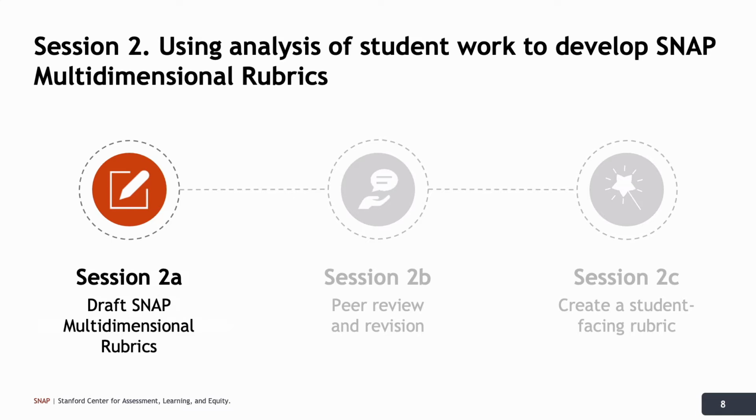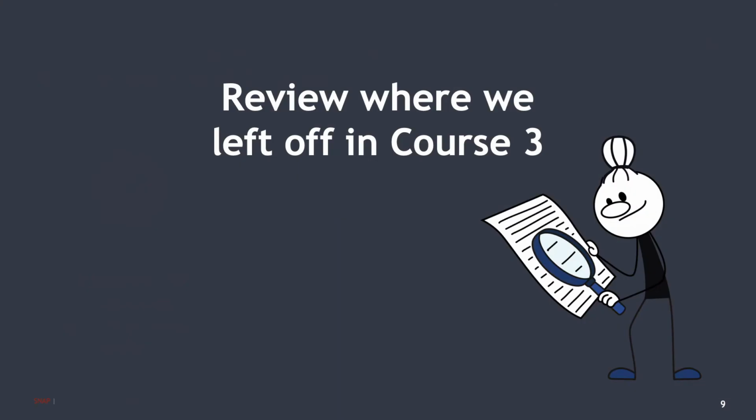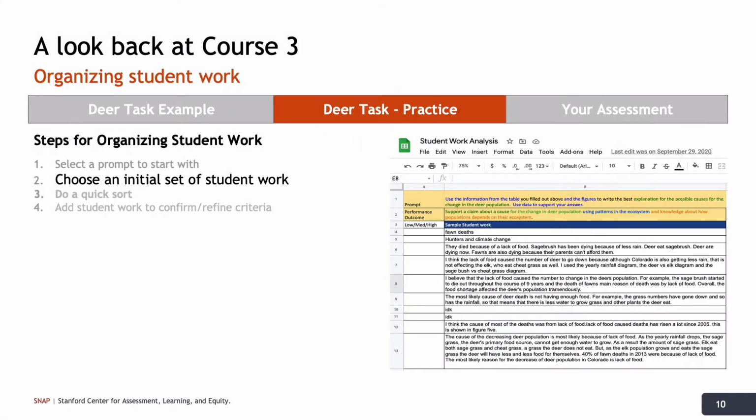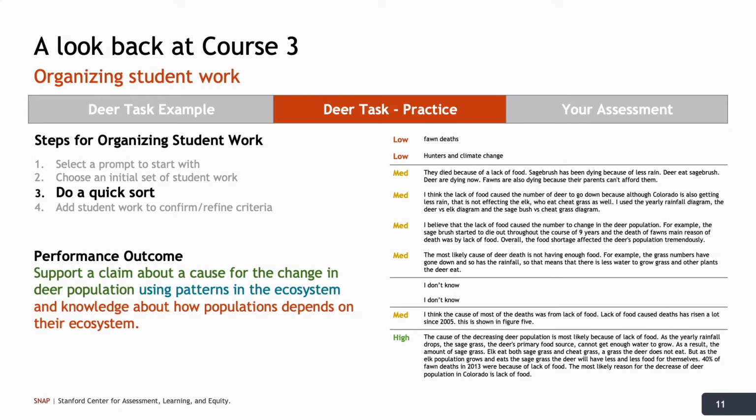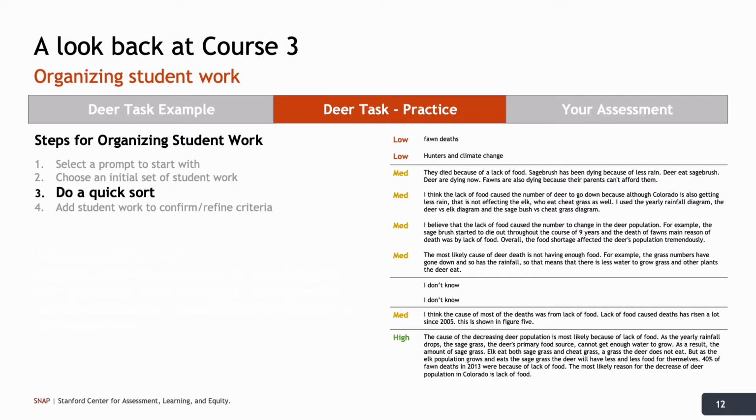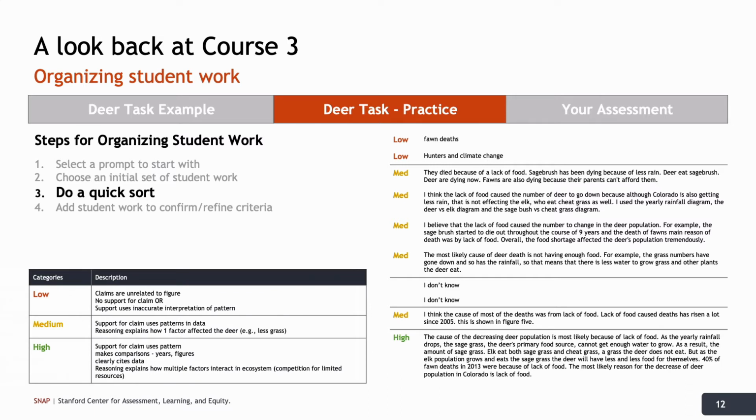We'll start by building on work from Course 3, so we'll begin with a review of where we left off. We did a lot of the groundwork in Course 3, so we'll make use of all that work here. In Course 3, we selected a sample of student work, and we used the 3 dimensions that we decided were being measured to sort the responses into 3 categories: low, medium, and high. As we sorted the student work, we kept a list of the criteria we used to make decisions about which category the student work fell into.